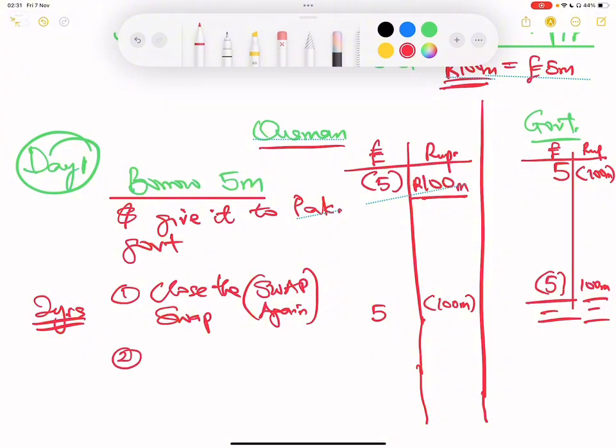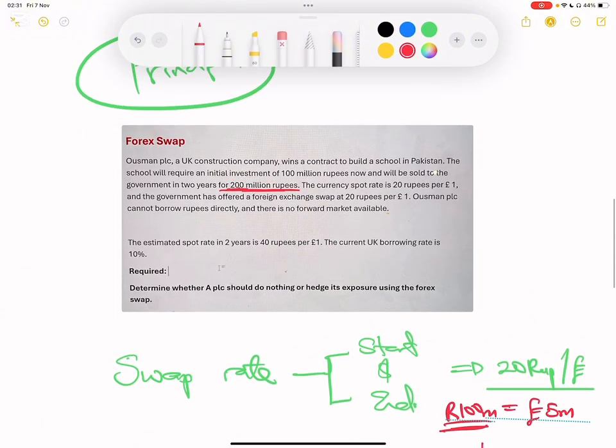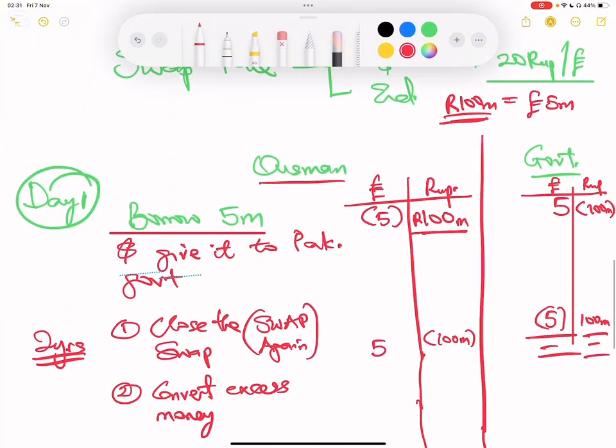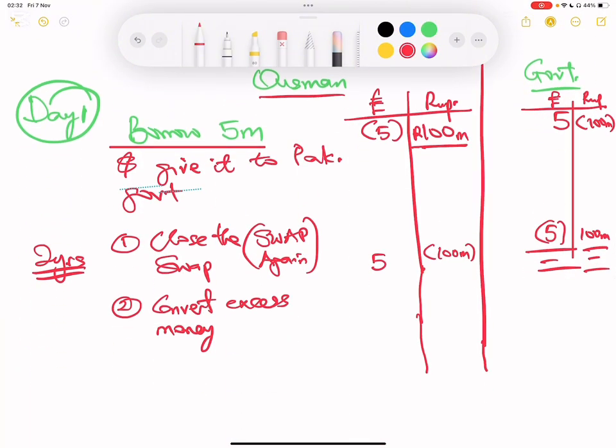The second one, after the first one we've spoken about, is the fact that he will need to convert the excess money. Unfortunately for him, on this date, after 2 years, the rupee has gone to 41 rupees per pound. So the remaining 100 million rupees will now be worth just 2.5 million pounds. You see, the guy is lucky that he actually hedged.